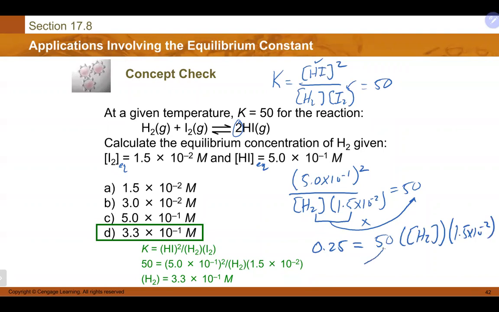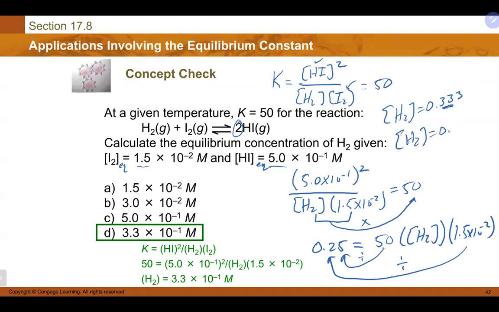We are then going to divide both of these back to the other side so we can solve for our H2 concentration. We'll divide that by 50, and we'll divide that by 1.5 times 10 to the minus 2. That gives us an H2 concentration of what we see on the bottom there, 0.333 and 3s. In this case, everybody has 2 significant figures, so 2 sig figs is appropriate here: 0.33 molar. Any questions on that one?